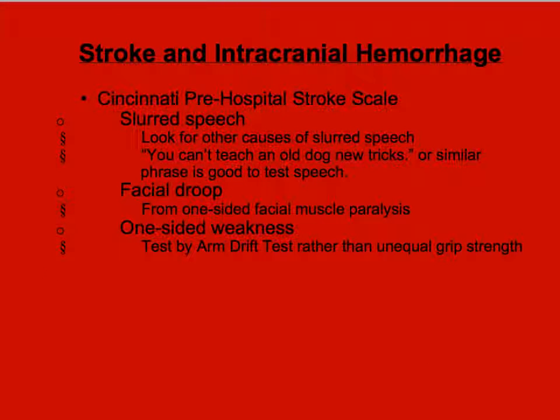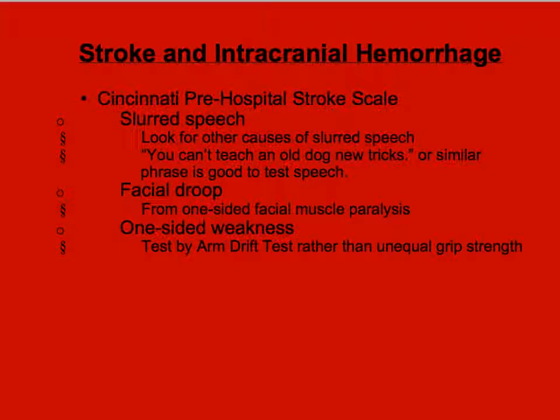So the standard pre-hospital stroke test that we use in our system and that's used in many places is called the Cincinnati Pre-Hospital Stroke Scale, and it includes 3 elements: the presence of slurred speech, the presence of a facial droop, and the presence of one-sided weakness. We test the slurred speech by having the patient speak to us. A lot of physicians, neurosurgeons, and neurologists like to use the phrase, "You can't teach an old dog new tricks," in order to elicit slurred speech from patients.